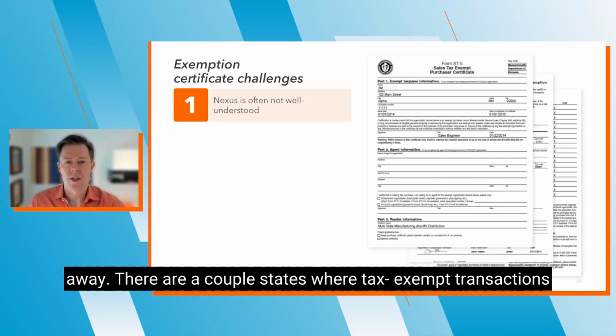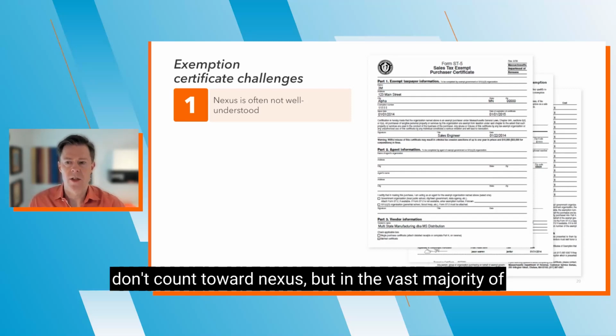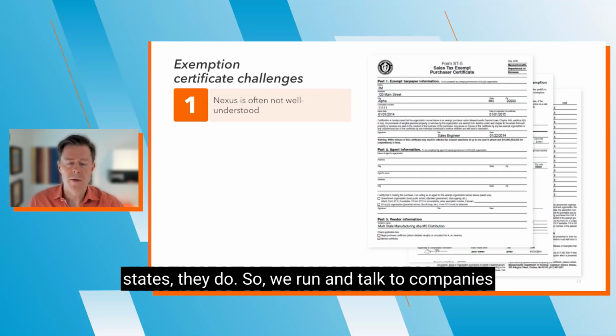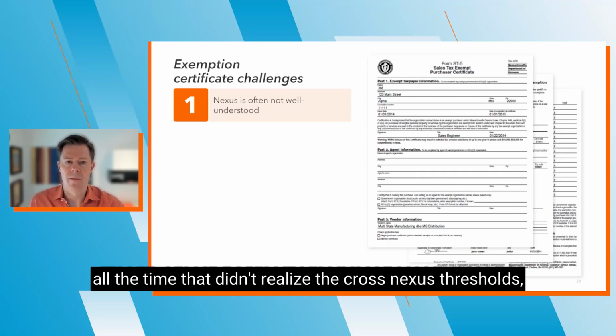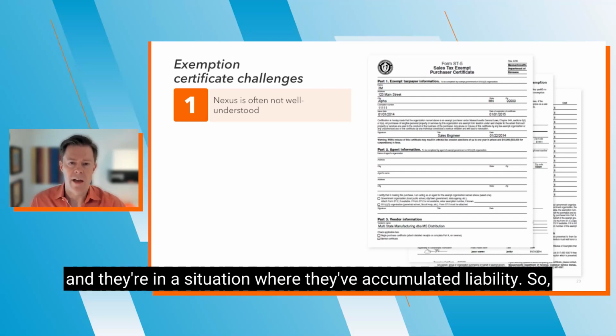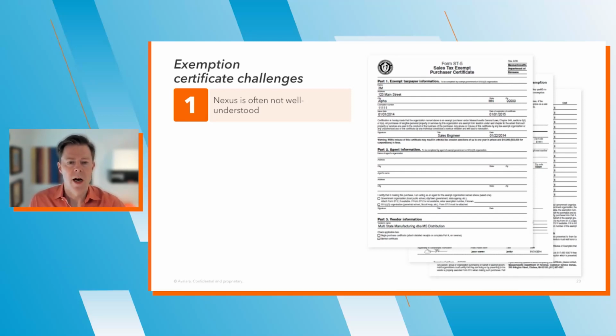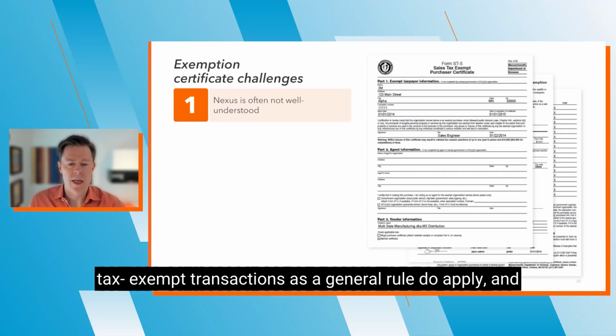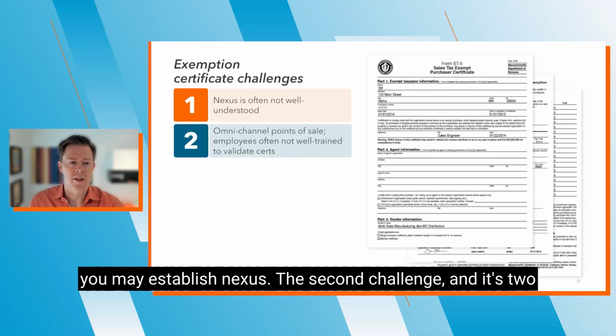There are a couple states where tax exempt transactions don't count toward nexus, but in the vast majority of states they do. We talk to companies all the time that didn't realize they had crossed nexus thresholds, and they're in a situation where they've accumulated liability. So tax exempt transactions, as a general rule, do apply, and you may establish nexus.